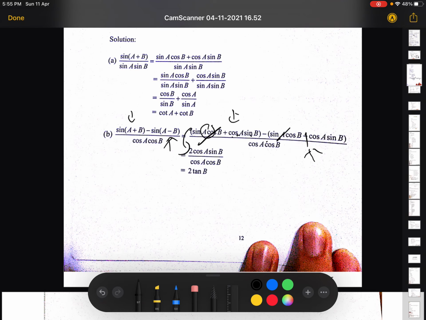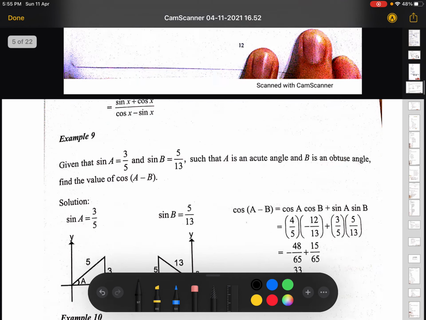So cos A sin B plus cos A sin B is 2 cos A sin B. Since the denominator is cos A sin B, I can just cut it out. I can cut out the cos A. So if I cut out the cos A, be careful if it's sine or cos. That is very important. So if I cut out this part, then I will get sin B over cos B, which is equal to tan B. So it will be 2 tan B.